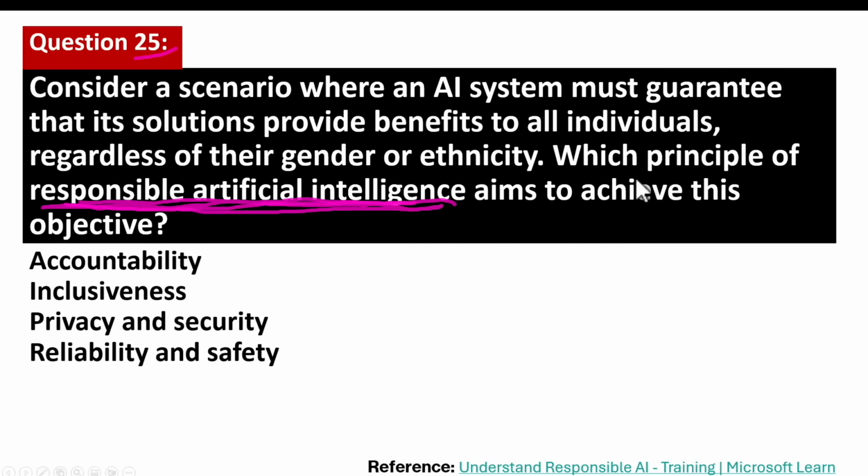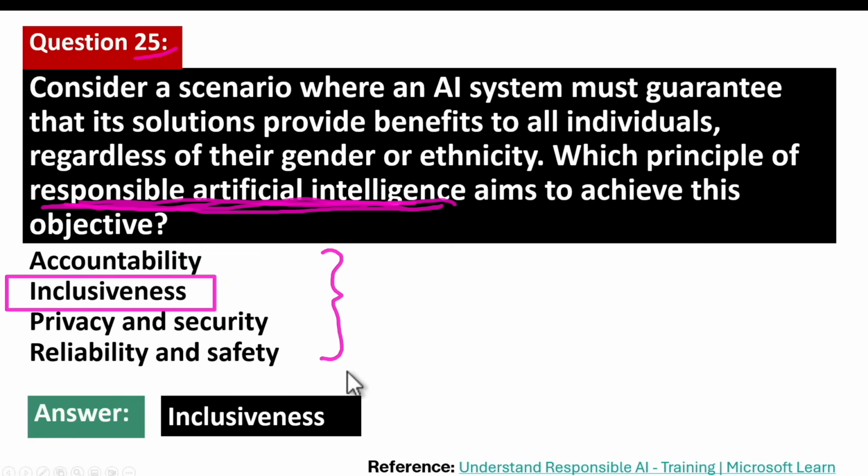These questions can be asked in different format to figure out if you know the right answer within the responsible AI framework. For this question, let's go through this option and see if you can come back with the right answer. So here what it is trying to do is which solution provide benefits to all individuals regardless of their gender and ethnicity. The correct answer is inclusiveness. The inclusiveness principle is meant to ensure that AI solutions empower and engage everyone regardless of criteria such as physical ability, gender, sexual orientation, or ethnicity.